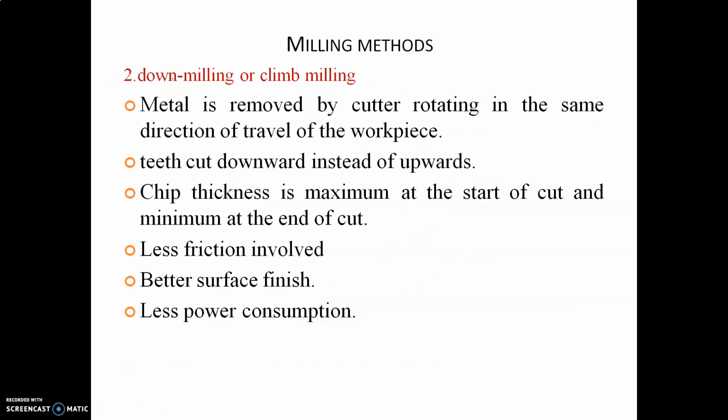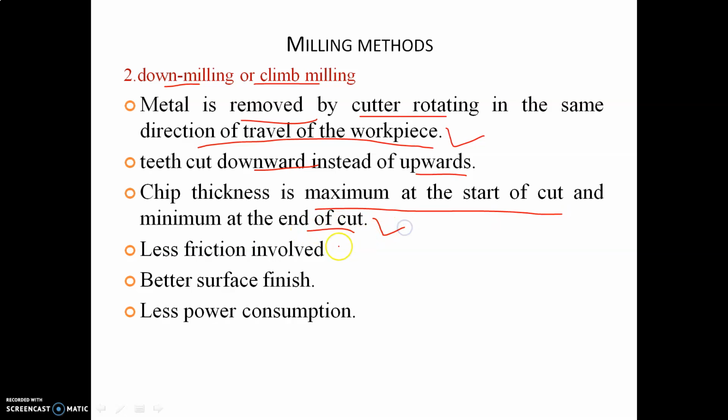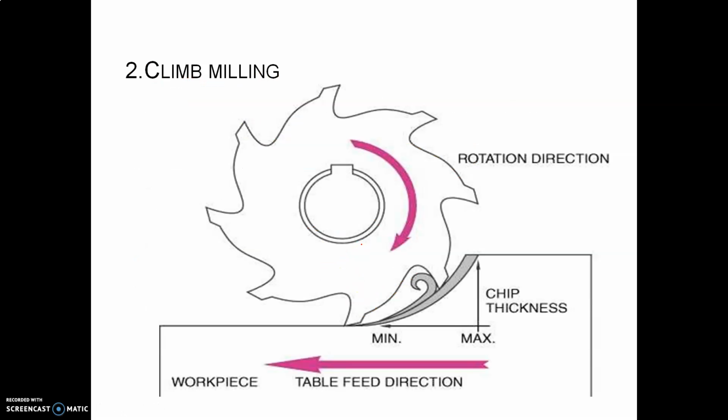Next one is down milling, sometimes called climb milling. Here, metal is removed by the cutter rotating in the same direction as the travel of the workpiece, which is called down milling. The teeth cut downward instead of upward. The teeth move downward, so it is called down milling. The chip thickness is opposite: maximum at the starting, minimum at the end of the cut. So less friction is involved, there is better surface finish, and less power consumption compared to up milling.